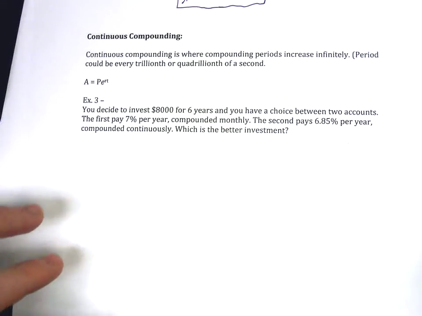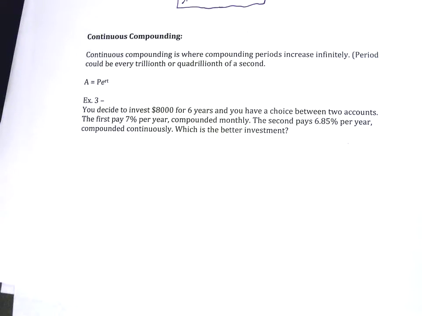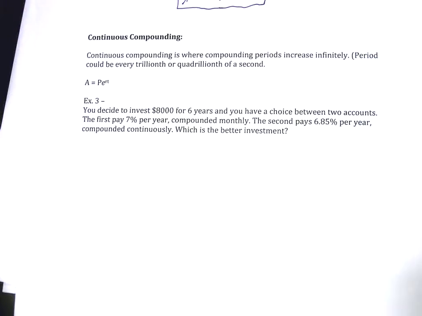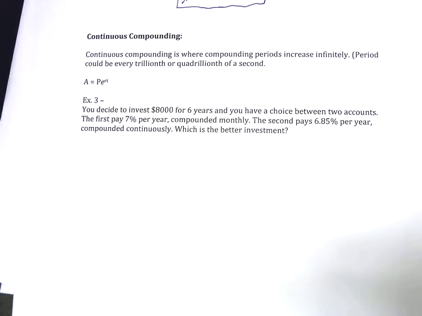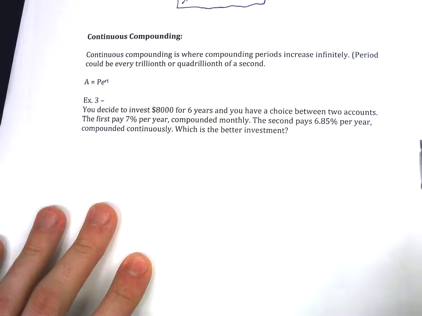Alright everyone, this is the last video for Monday and Tuesday this week. And we're going to be talking about continuous compounding. On the last one we talked about compounding where you could have compounding periods of monthly, where it's happening 12 times a year, semi-annually where it's 2, or quarterly where it's 4. With continuous compounding, it's a situation where the compounding periods increase infinitely.